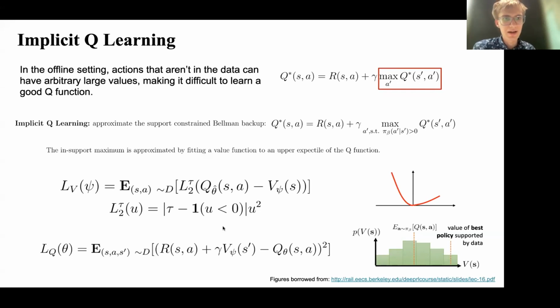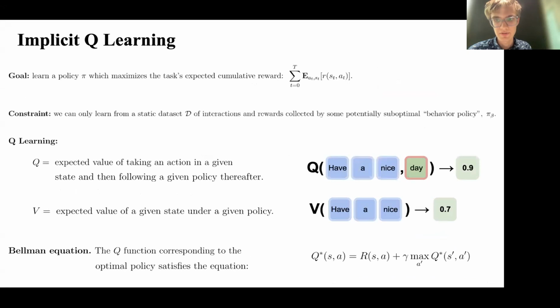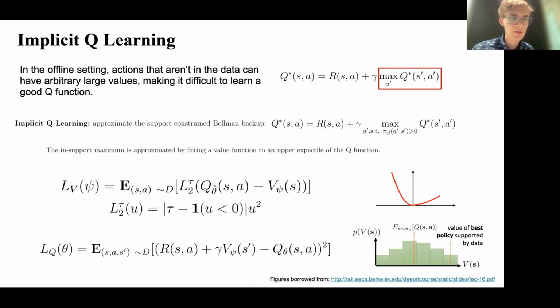I probably should have written out the original Q learning Bellman equation here, but really the only difference between them is that the original Q learning takes the maximum over all actions, versus ours takes an upper expectile of actions, which should generally be less than the maximum over all actions. Okay, yeah, that makes sense. Thank you.